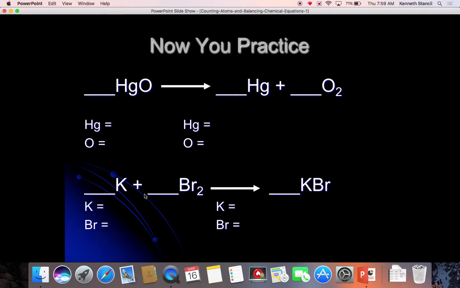Let's look at potassium. How many do we have here? How many bromines? How many potassiums here? How many bromines? 1. How many do we need? So we put a 2, but that makes us have 2 potassium. So what do we come back over here and do? Put a 2.